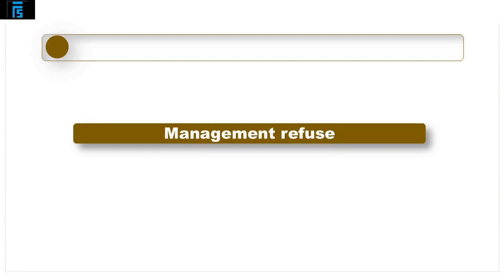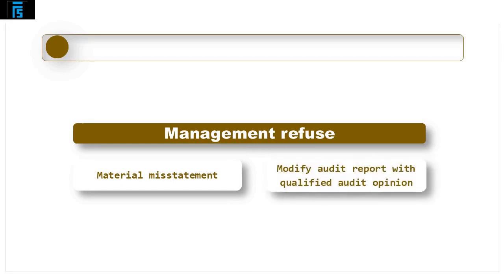If management refuse to amend the financial statements, there will be a misstatement in the financial statements. If the auditor has concluded that this is material, then this will impact on the audit opinion. If management cannot be persuaded to make the changes, it is likely that the audit report will be modified with a qualified opinion due to a material misstatement.